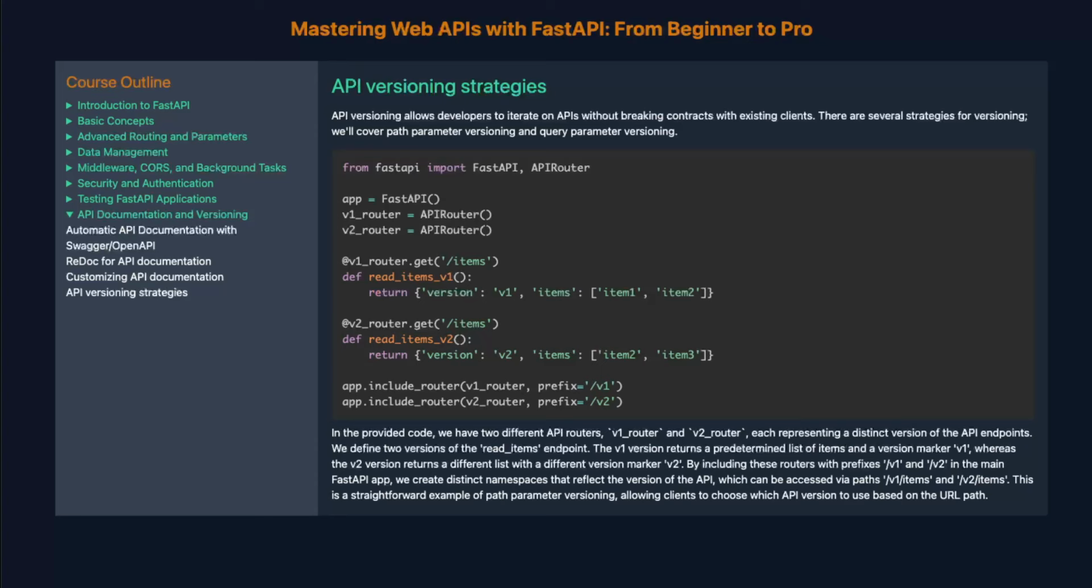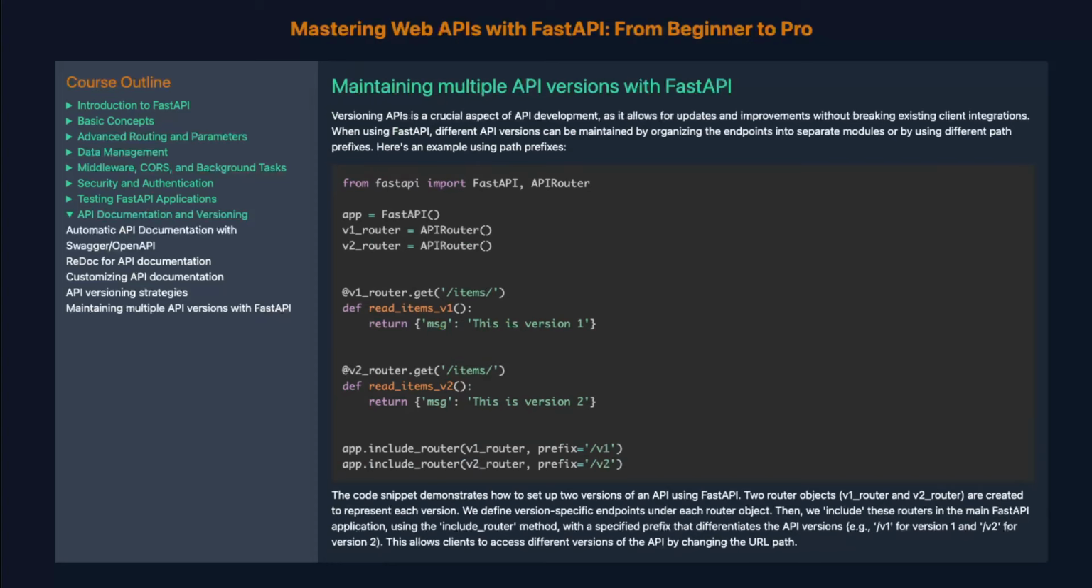Maintaining multiple API versions with FastAPI. Versioning APIs is a crucial aspect of API development, as it allows for updates and improvements without breaking existing client integrations. When using FastAPI, different API versions can be maintained by organizing the endpoints into separate modules or by using different path prefixes. Here's an example using path prefixes.